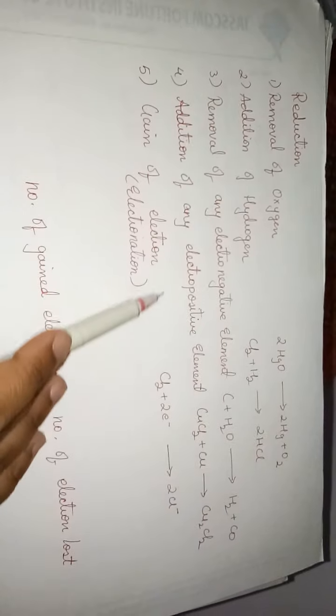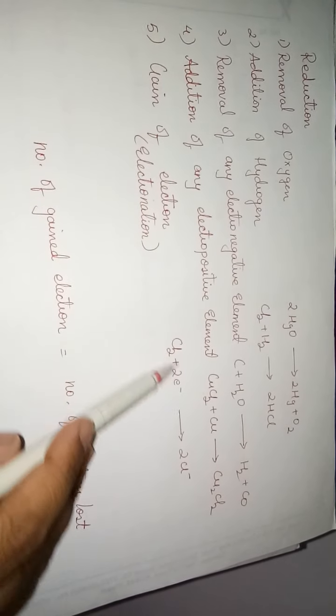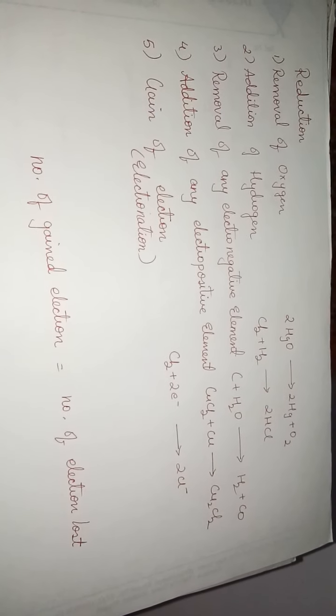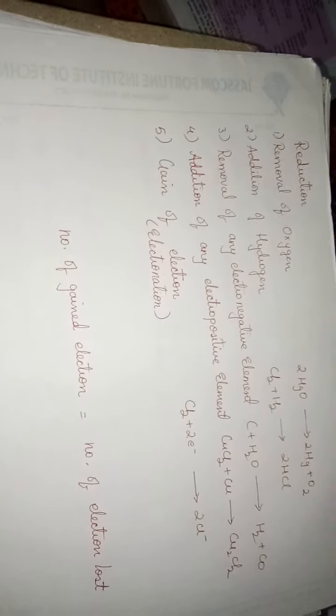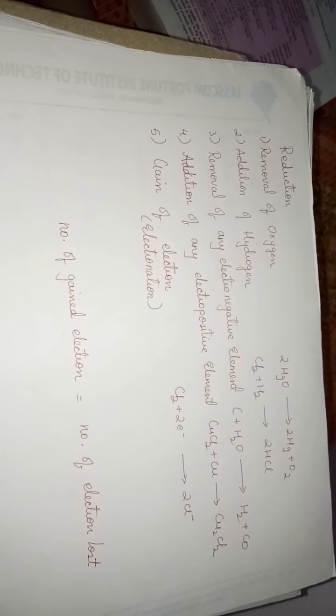Now according to the modern concept, let's see the modern concept also. The gain of electron, that is electronation, it has gained 2 electrons, is the process of reduction. So basically what we have seen, if we go through the modern concept, is that oxidation and reduction is basically a transfer of electron, whereas in oxidation there is a loss and in reduction there is a gain of electron. Now this was all about the oxidation and reduction.